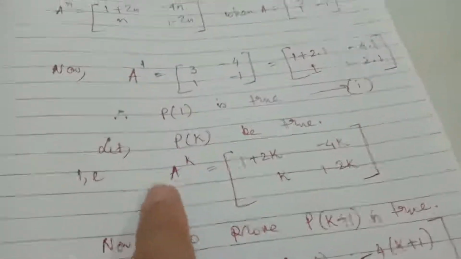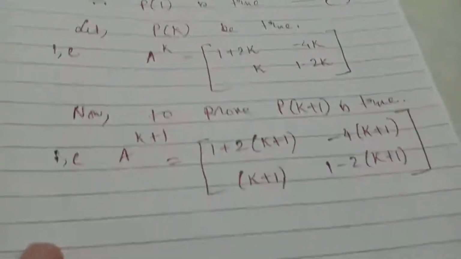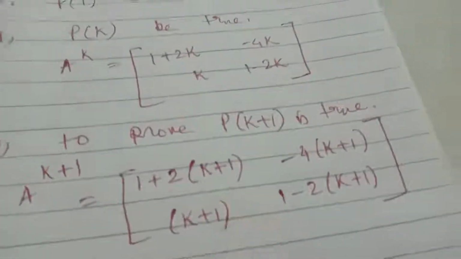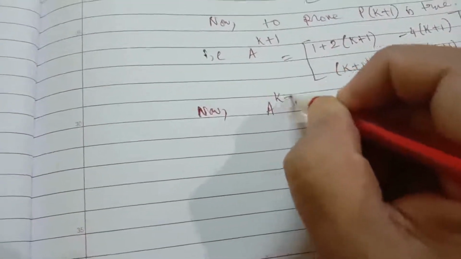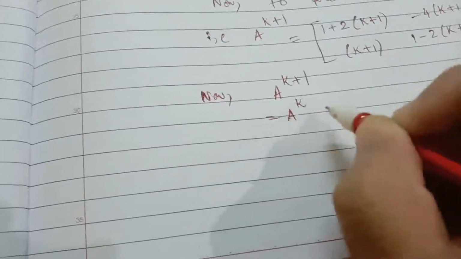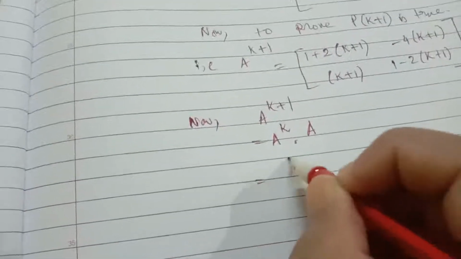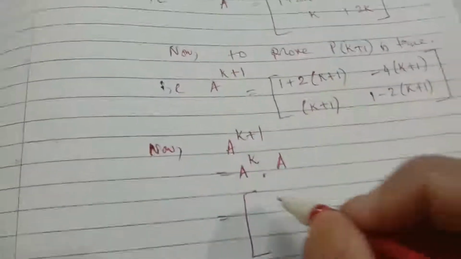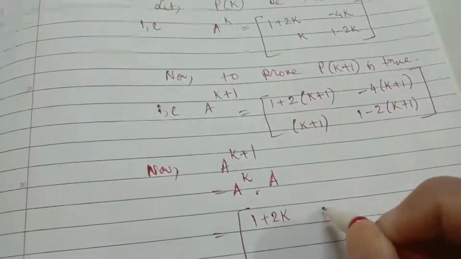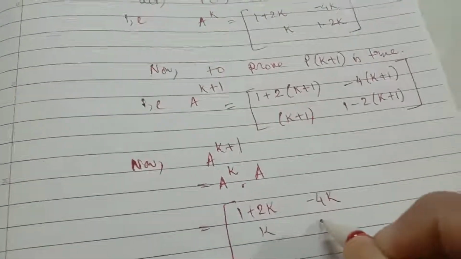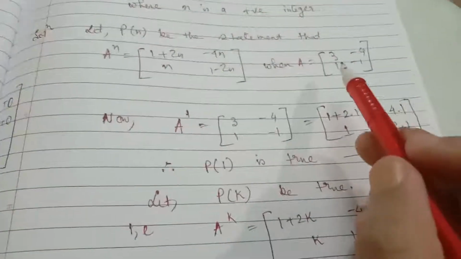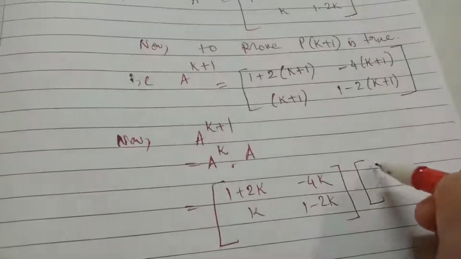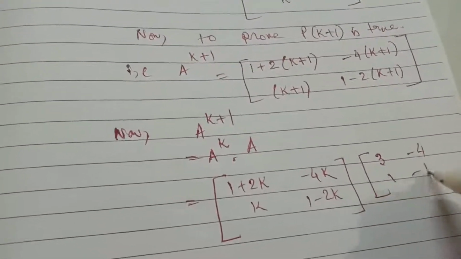Assuming A to the power k equal to this is true, we have to prove A to the power k plus 1 equal to this. Now A to the power k plus 1 is equal to A to the power k into A. A to the power k is this matrix, 1 plus 2k, minus of 4k, k, 1 minus 2k, and the matrix A is equal to this, 3, minus 4, 1, minus 1.